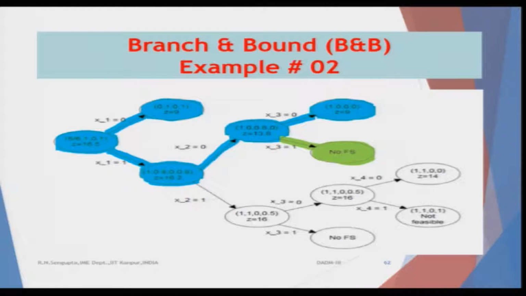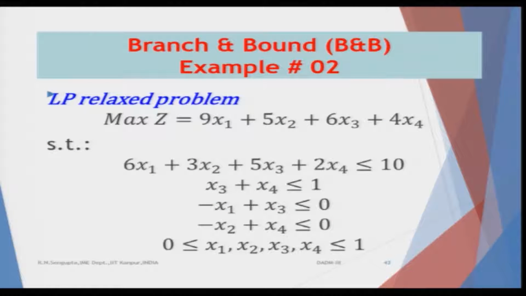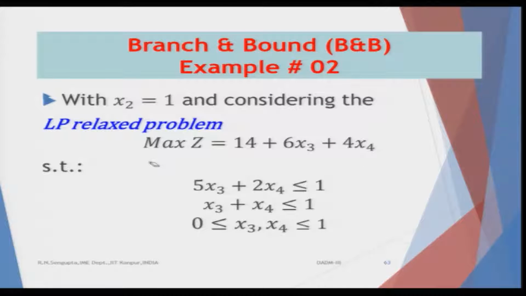So, I will consider the second, third, fourth constraint. Second constraint is x 3 plus x 4 less than or equal to 1. So, x 1, x 2 are not there. So, obviously, x 3 plus x 4 is less than or equal to 1, which is fine. So, this is also right.